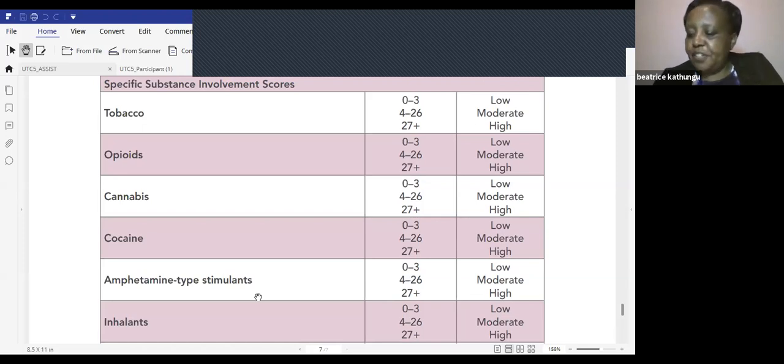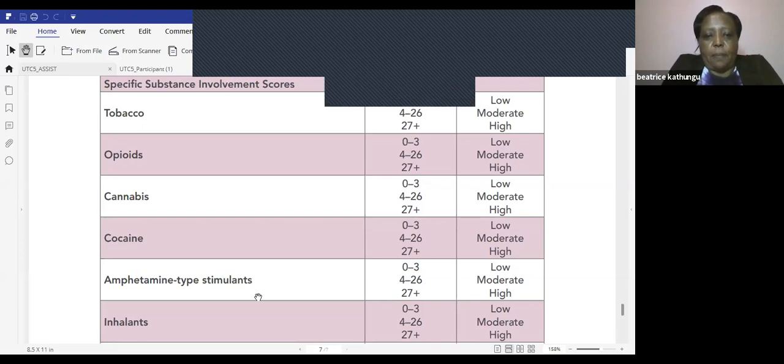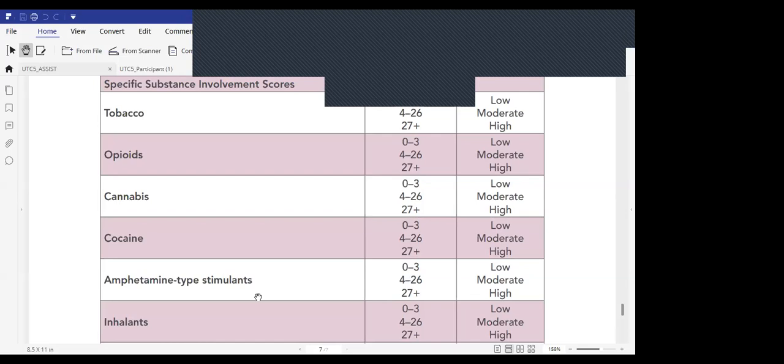18 is moderate. Very good. Now we go to sedatives. He has 11. So type in the chat, what are you giving George in terms of risk? It's going to be what? For sedatives, it's moderate. It's moderate.